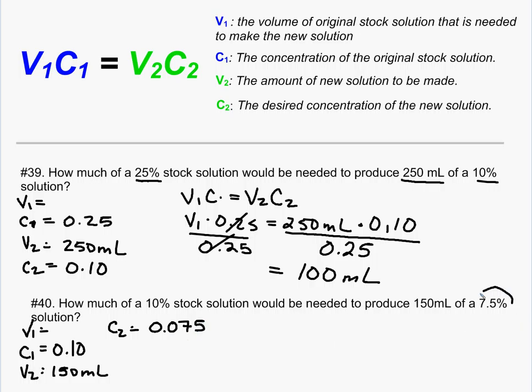The sticking point for a lot of these questions is how you convert your percentages. So make sure you remember that when you're converting percentages to decimals, that you move your decimal 2 places over, and that will give you the correct decimal. Okay? So I'm going to plug these into my formula. My volume again is my unknown.